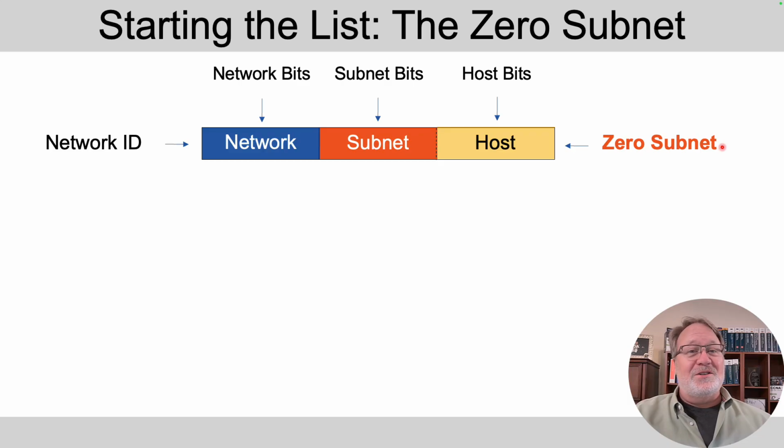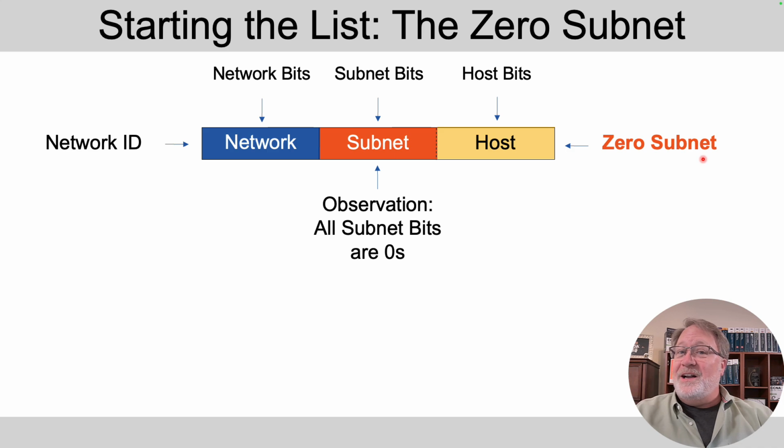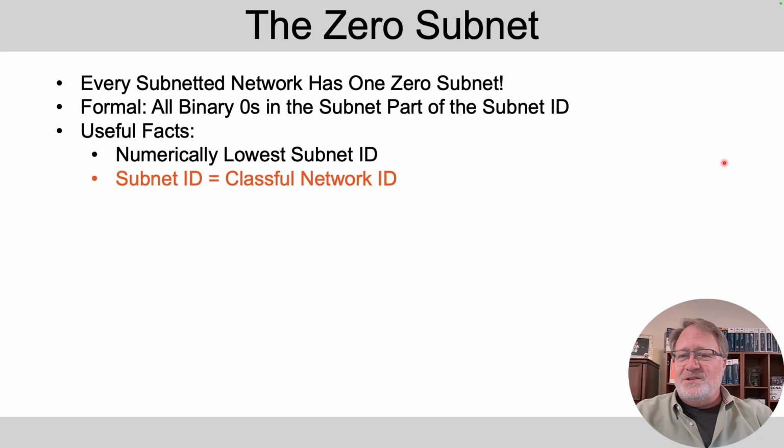Now you might wonder, that's a strange word for it. 0 subnet, what is the deal? Well, if you were to look at the binary value and look at the subnet bits, all the subnet bits have a binary value of all zeros, and that's what the term 0 subnet comes from. So just a few facts about the 0 subnet. Every subnetted classful network has one 0 subnet. Formally, it's got all those binary zeros in the subnet part. Numerically, it's the numerically lowest subnet ID in your list of subnet IDs, so it's a place to start. And the way you find it, the subnet ID is equal to the classful network ID.